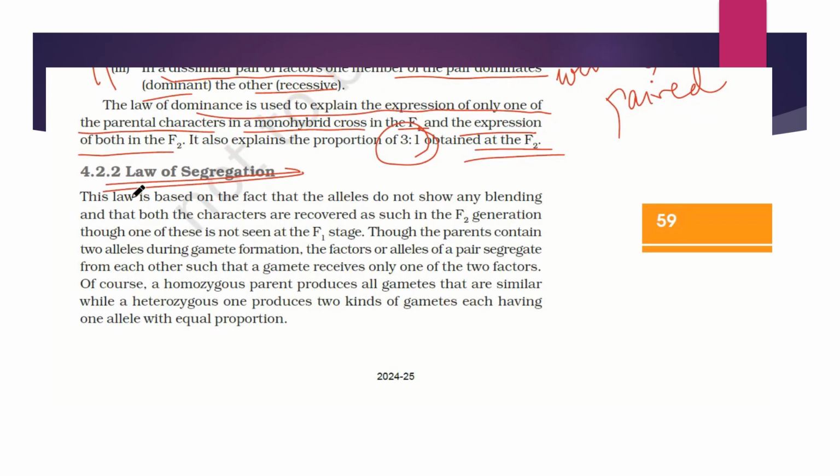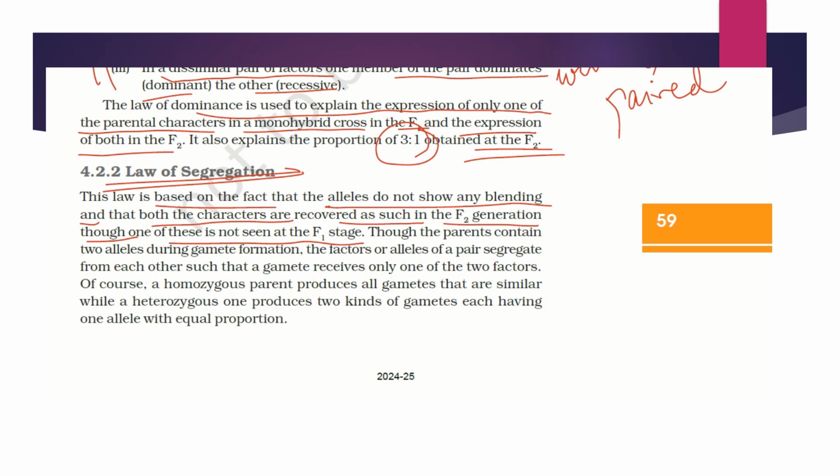This law is based on the fact that alleles do not show any blending, that both the characters are recovered as such in the F2 generation, though one of these is not seen in the F1 stage. Suppose tall and dwarf. In the F1 stage, all are tall and no dwarf plant is seen if we are crossing between tall and dwarf plants. But in the F2 generation, we are seeing the phenotypic ratio that 3 are tall and 1 is dwarf. So there is a 3:1 ratio. So there is no blending. So few are tall and few are dwarf.